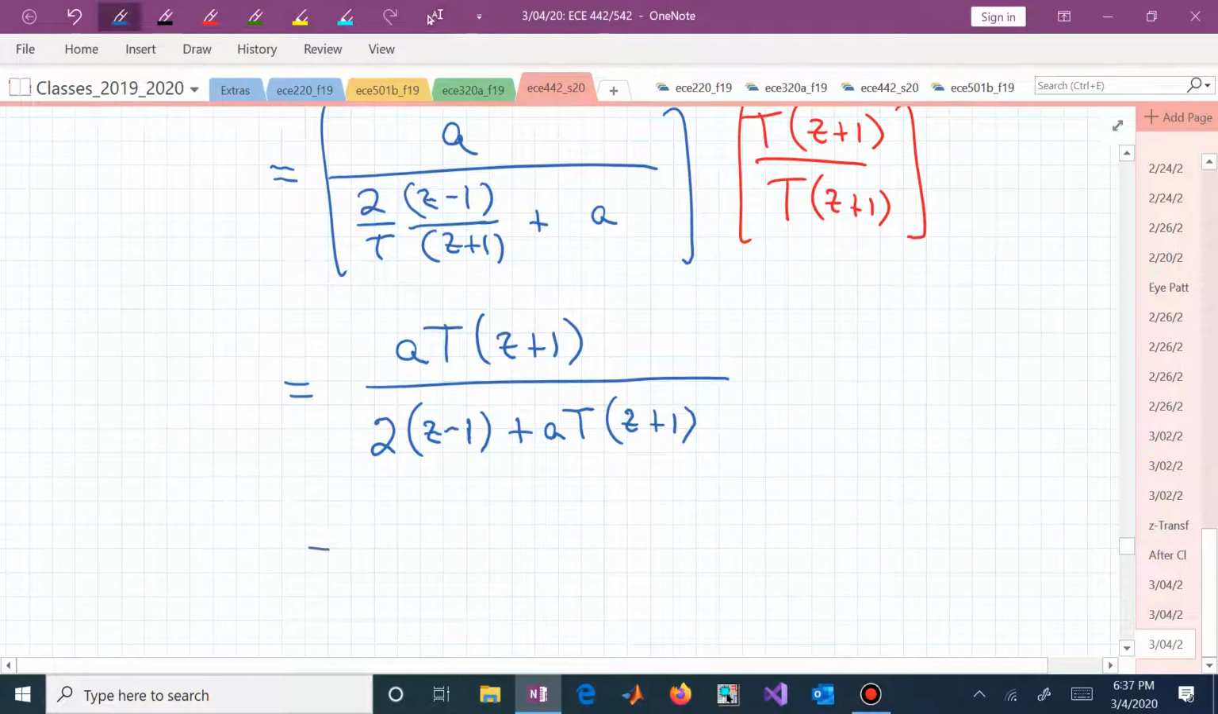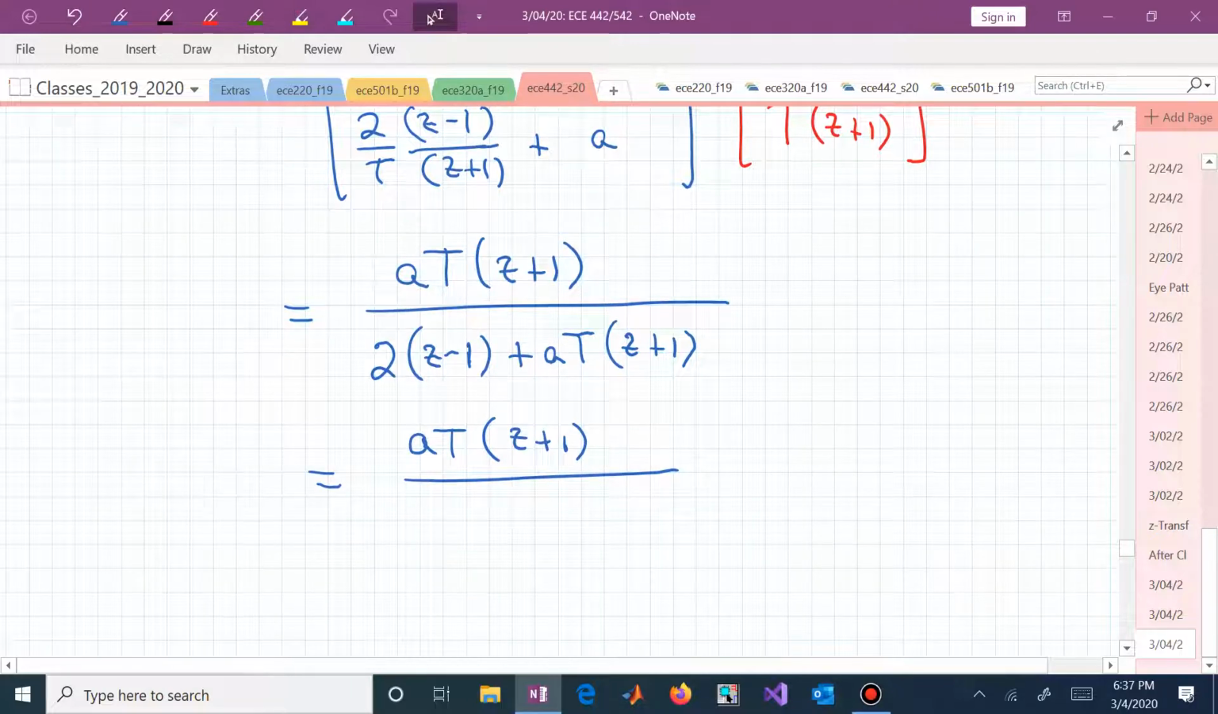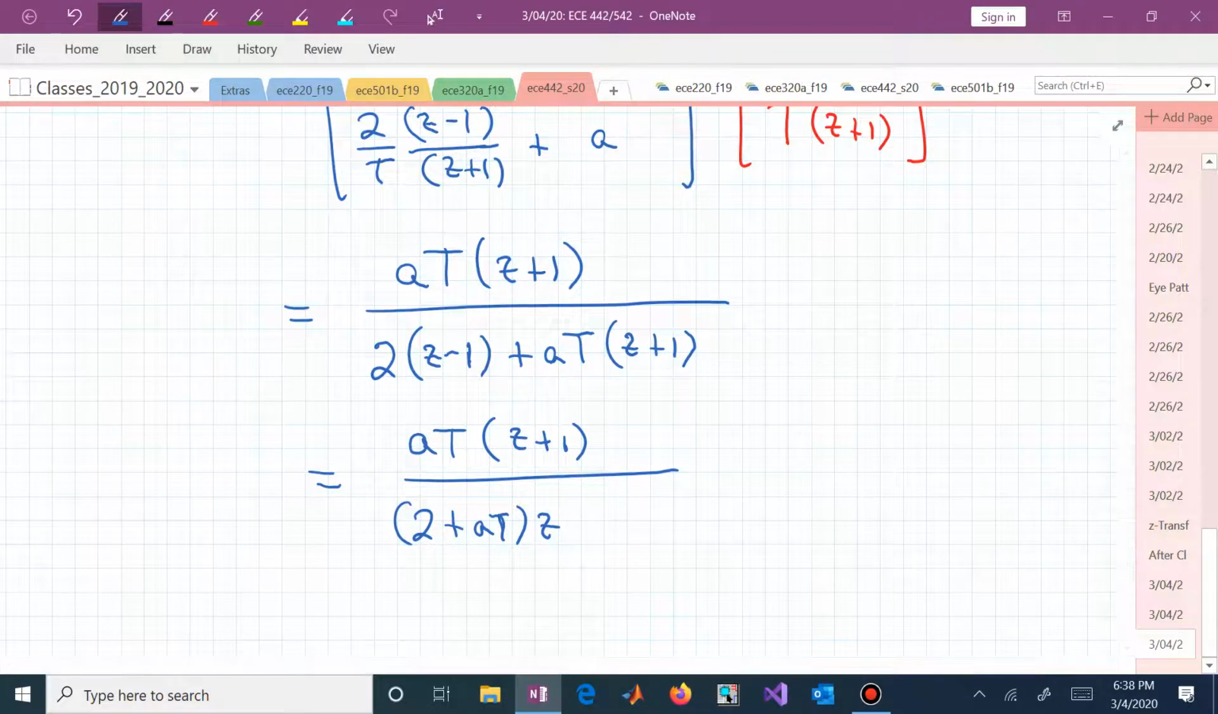But we can just combine like powers of z in the denominator. In the numerator, we already have it: aT times z plus 1. Downstairs, we have a 2 and we have an aT that add together to form the coefficient that scales z. And our constant is now aT minus 2.